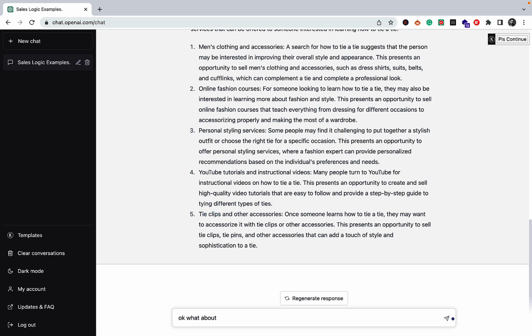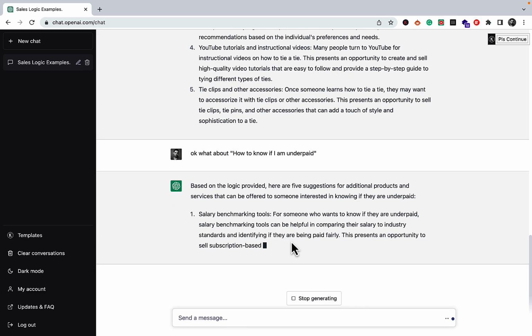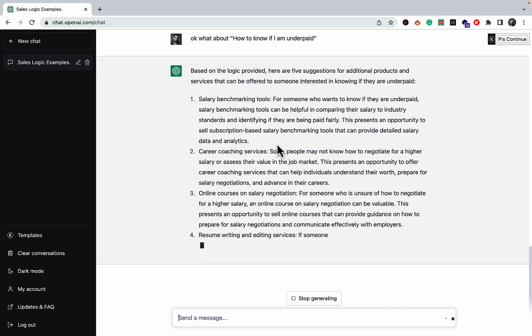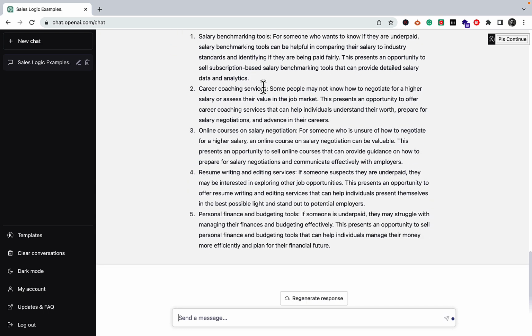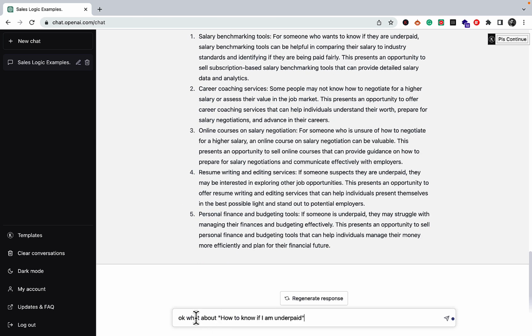Okay, and this is me revealing one of my niches, but oh well. What about "how to know if I am underpaid"? This is a purely informational keyword. Based on the logic provided, here are five suggestions: salary benchmarking tools, career coaching services, and whenever it mentions tools, you need to pay very close attention, because this is what will make your existing articles helpful with the help of ChatGPT and some basic coding. This is another very informational keyword. Let's try to think of something else.